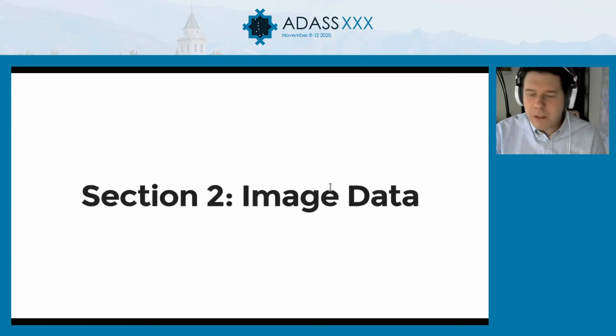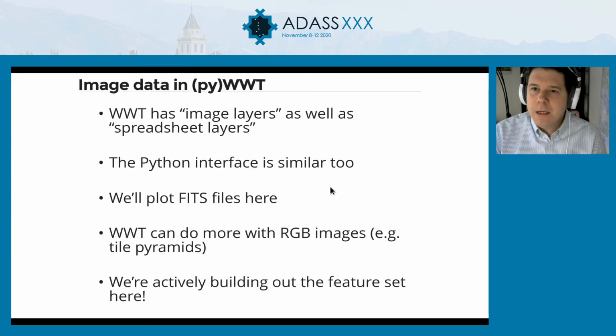So the next section, we'll be looking at loading image data. Just to orient a little bit, in the same way that we have these layers for tabular data, which inside WWT are called spreadsheet layers, there's also image layers. And the Python interface for working with those is quite similar to what I've shown before, where you add a layer and you get a variable that then lets you tweak how that layer is presented.